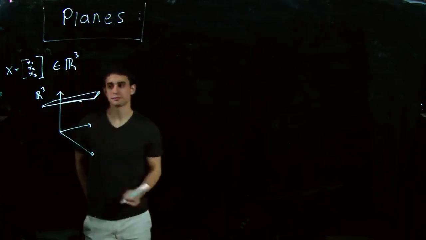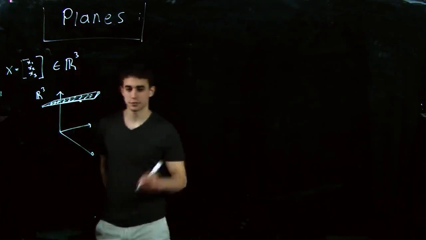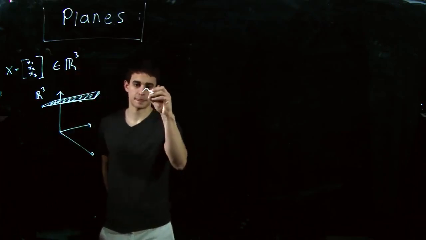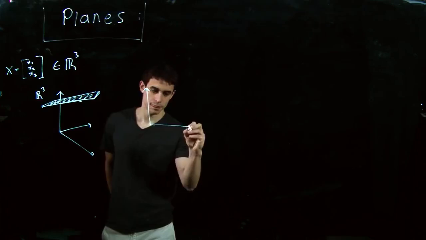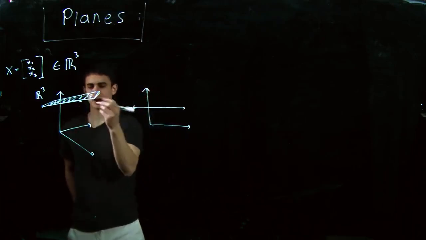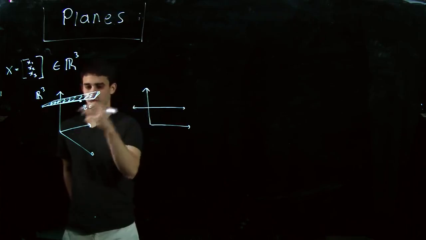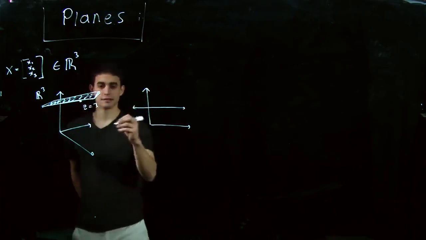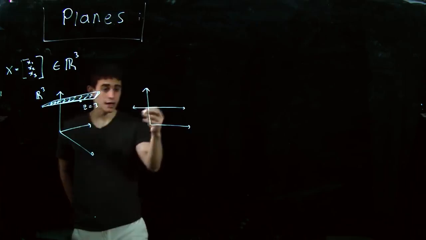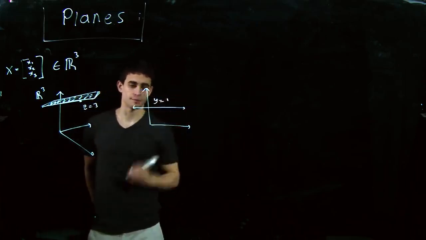In two dimensions, we might have a line. Here, this could be described by, say, the plane z equals 3, and x and y are free to be whatever. And in this case, this would be described by the line y equals 1, for example.